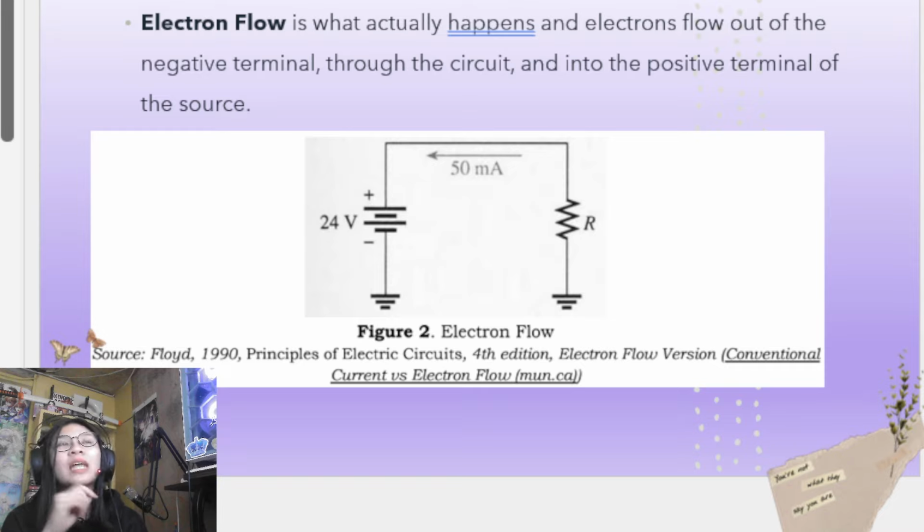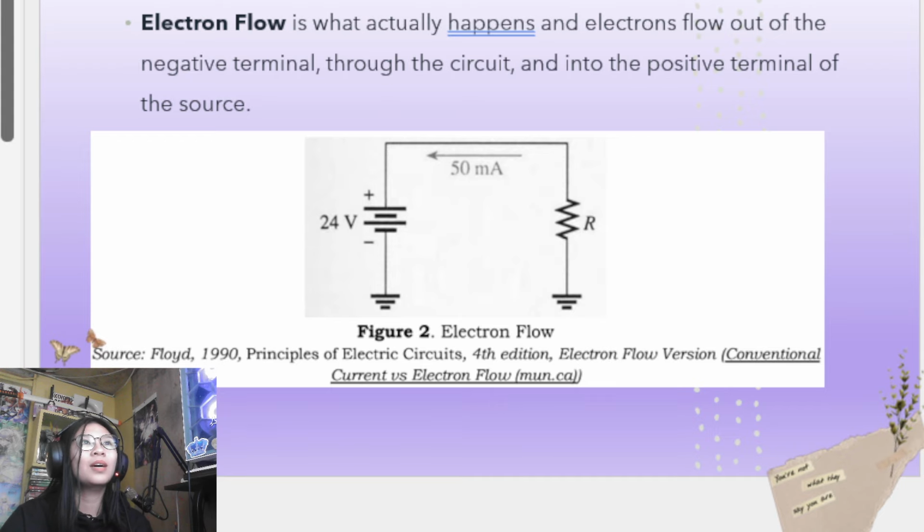Electron flow is actually what happens, and electrons flow out of the negative terminal because they are electrons, of course. So from the negative terminal, it goes through your circuit, then back to the positive terminal of the source. That is electron flow. The difference from conventional current, which is from positive to negative, is that electron flow is negative to positive. It came first in its direction of movement.